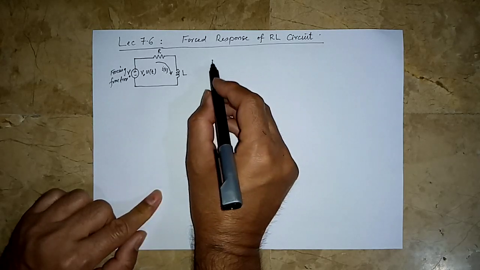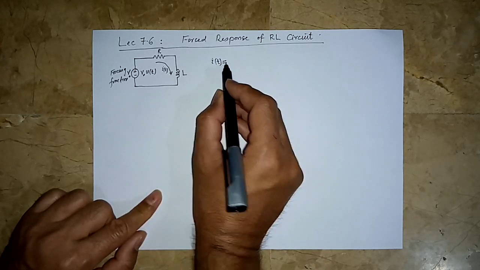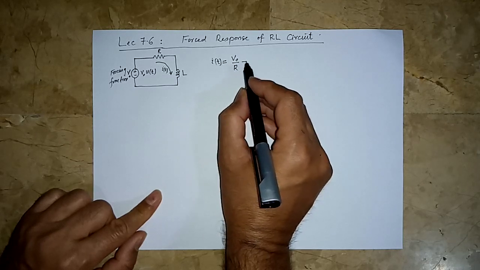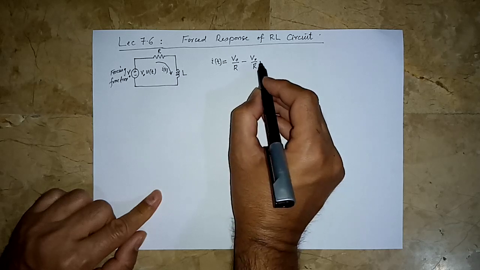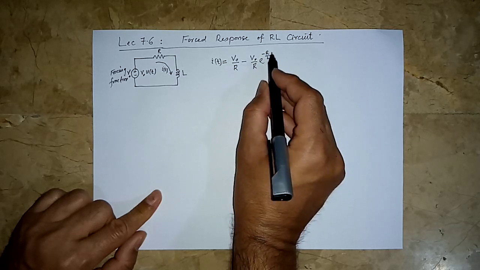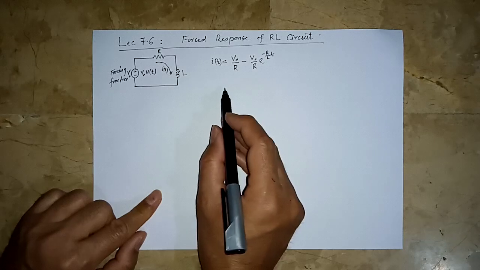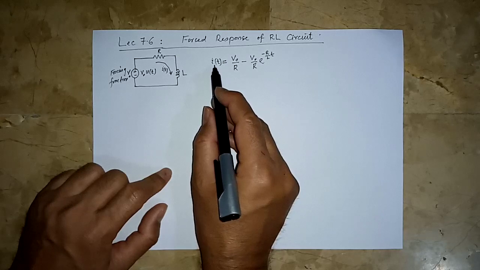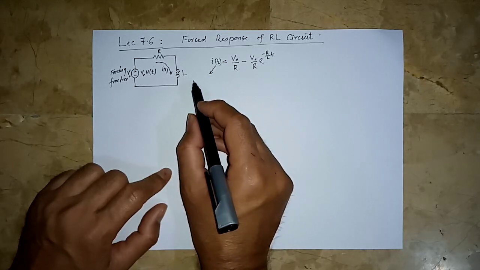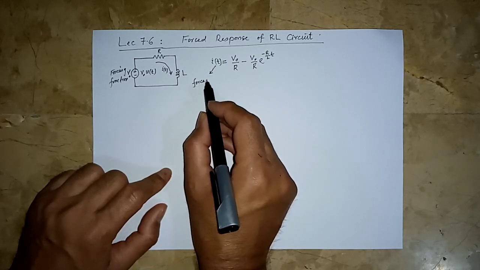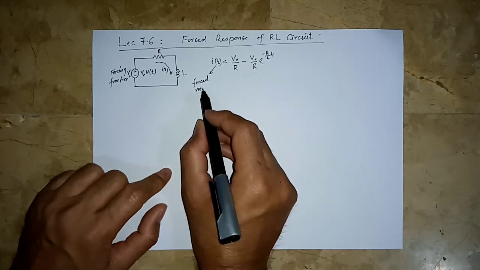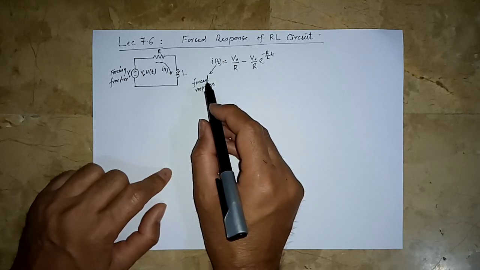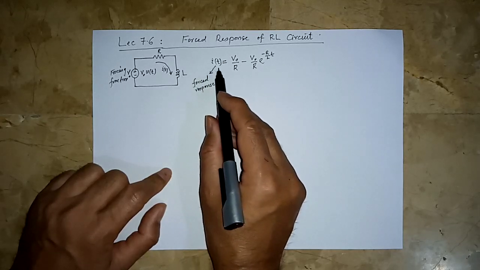And remember, we came up with this expression in the previous video: i(t) is equal to V naught over R minus V naught over R e raised to the power minus R over L t. I want to do a little discussion here before I move forward. This is known as the forced response. Response means output, and the output in this circuit that we were interested in was the current through the inductor. So this is the forced response.